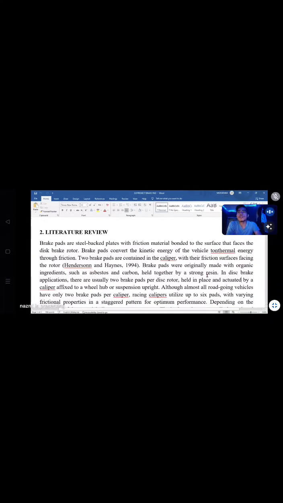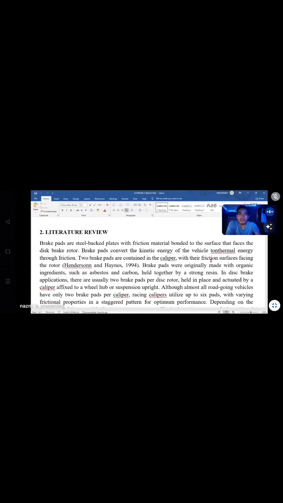I'm Muhammad Adam. So today I will present a literature review about brake pads. Brake pads are steel backings with a friction material on the surface that faces the disc brake rotor. Brake pads convert the kinetic energy of the vehicle to thermal energy through friction.